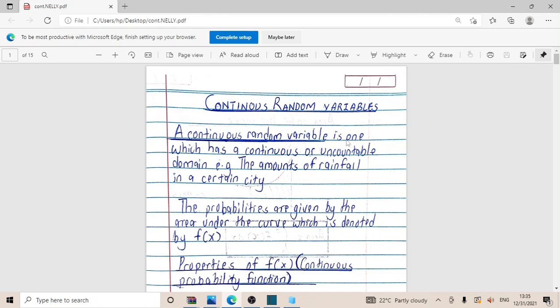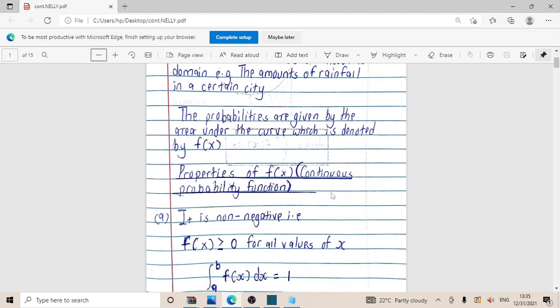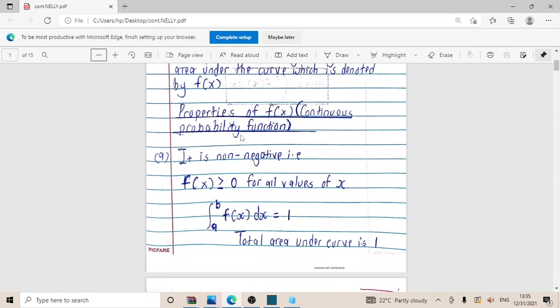So, beginning off, a continuous random variable is one which has a continuous or uncountable domain, for example, the amount of rainfall in a certain city. The probabilities are given by the area under the curve, which is denoted by f of x. One of the properties of f of x, a continuous probability function, is that it is non-negative, i.e. f of x will always be greater than or equal to 0 for all values of x.